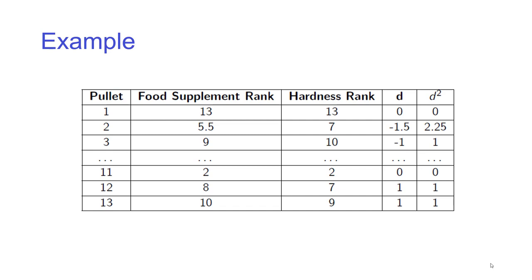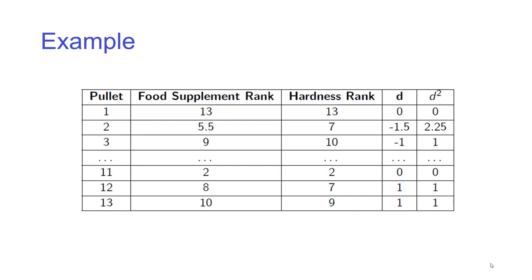So here the first chicken, the first pullet, has rank 13 for the food supplement. It was given the most supplement and also has the hardest egg. Therefore, the difference between the two ranks is 0 and the d squared is 0. The second one ranked 5.5 in terms of food supplement, but it's the 7th largest in terms of hardness of egg, so the difference between the two is 1.5.